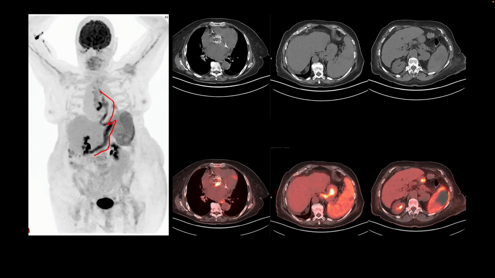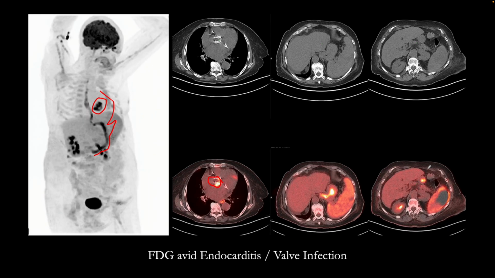The important finding is seen right here at the site where we saw earlier on the CT vegetations. There is focal intense FDG uptake, and this suggests endocarditis or infection of the vegetations seen at the site of the prosthetic aortic valve. So FDG PET-CT is a great modality and an emerging modality to evaluate infections of prosthetic aortic valves, and we have a great example here of that.